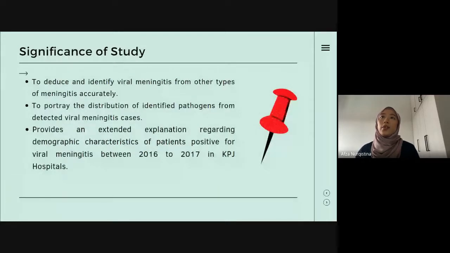How my study is going to be significant for future usage: we will be able to identify viral meningitis from other types of meningitis accurately, such as bacterial meningitis and fungal meningitis. Then the next one is to portray the distribution of identified pathogens from detected viral meningitis cases. And the last one is to provide an extended explanation regarding demographic characteristics of patients positive for viral meningitis between 2016 and 2017 in KPJ hospitals.